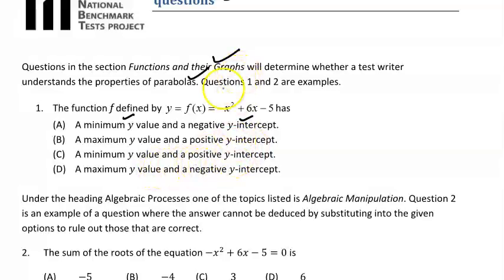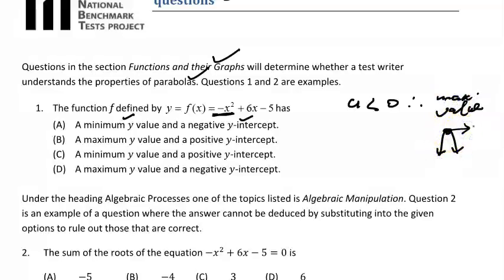Firstly, by looking at the coefficient of x squared, you can clearly see that a is less than 0. Therefore, you're going to have a maximum value. If you were to draw this graph, it would have this shape. Maximum value means you'll have a maximum y value.